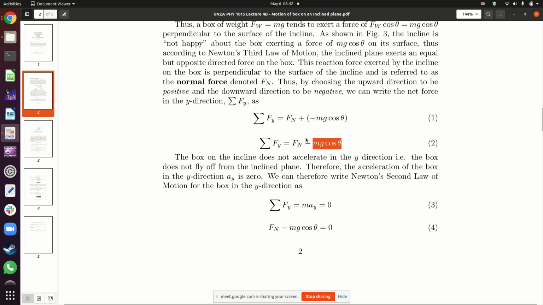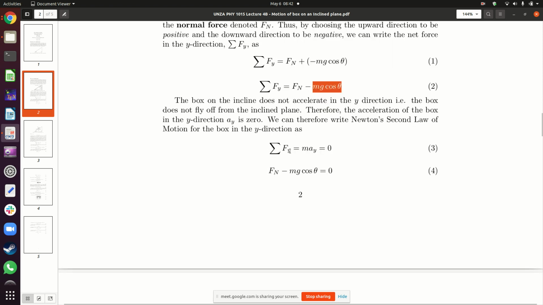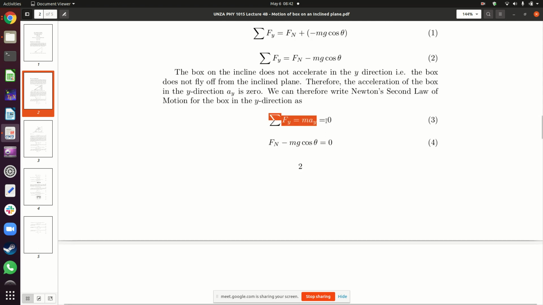Since there is no acceleration, we write Newton's second law of motion, which is this. The resultant force along the y direction is equal to m, the mass of the box, multiplied by the acceleration along the y direction. Since the acceleration along the y direction is equal to 0, when you multiply the mass by the acceleration of 0, you get 0. So you end up having 0 on this side.